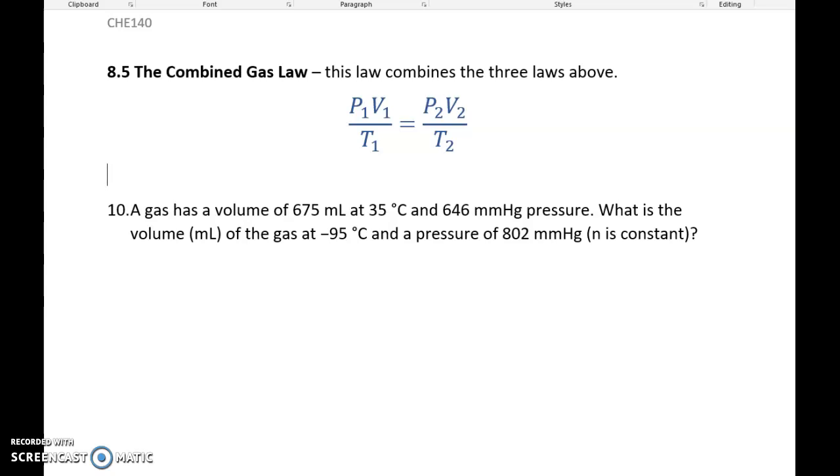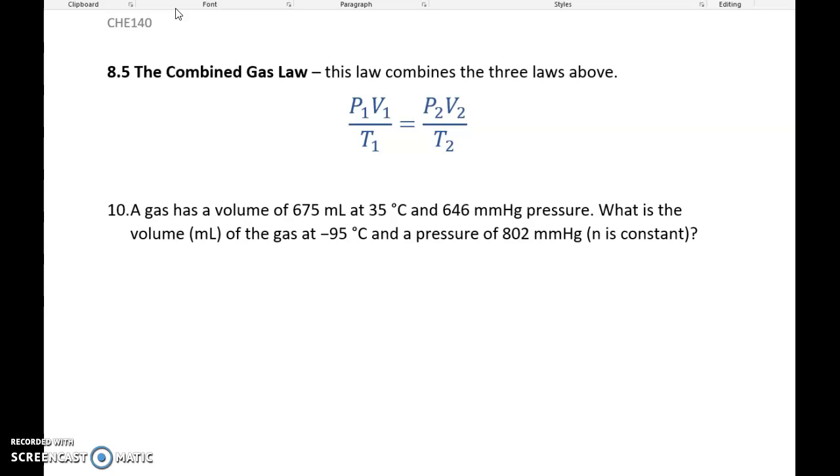The combined gas law. This law combines the other three laws: Boyle's law, Charles's law, and Gay-Lussac's law. It can be summarized as P1 times V1 divided by T1 equals P2 times V2 divided by T2. So there are lots of variables. It's very important when you do these problems that we take our time and figure out what all the variables are. So let's look at this problem.